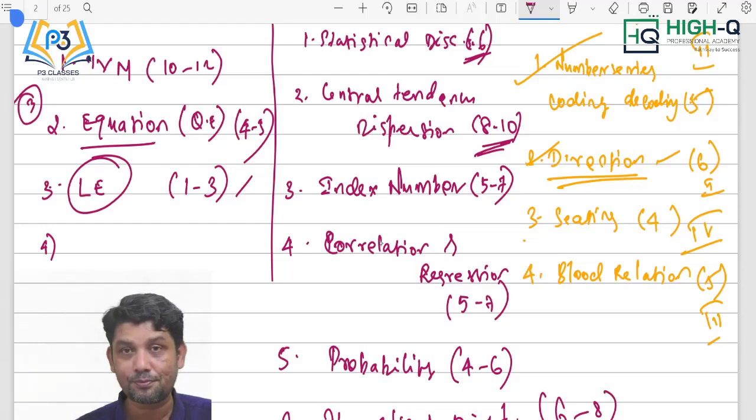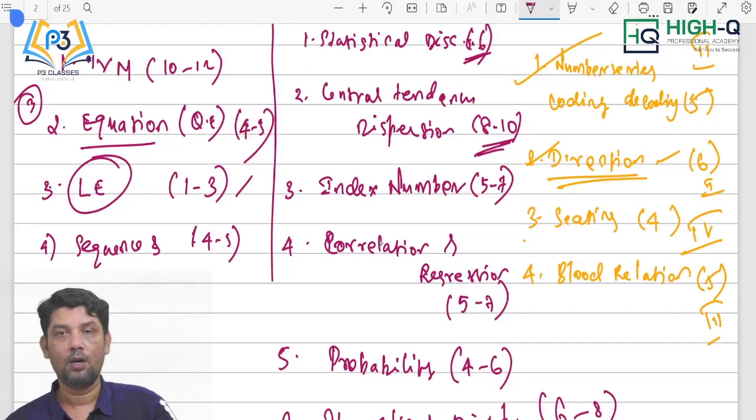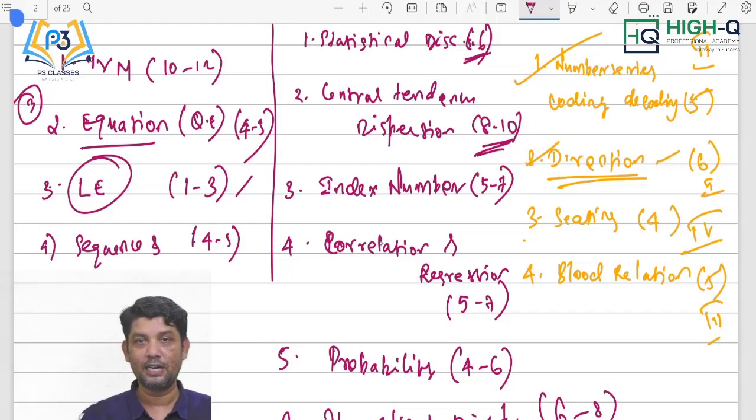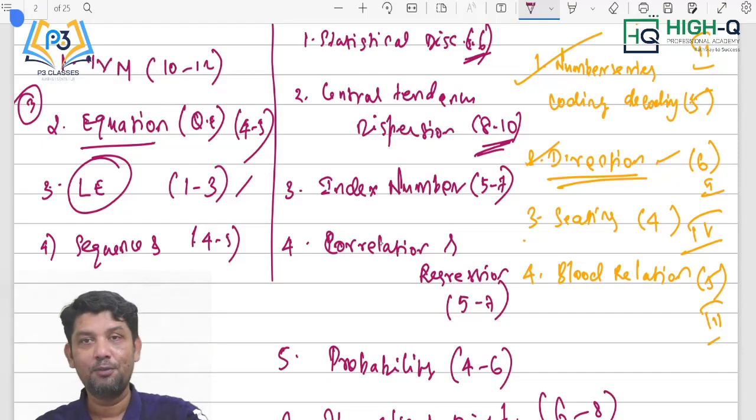Fourth one. Sir, after this, which topic should I give preference, sir? Sequence and series. Wow, you never expected that. You are expecting ratio proportion, I know. But I did not give ratio proportion. I told you sequence and series.